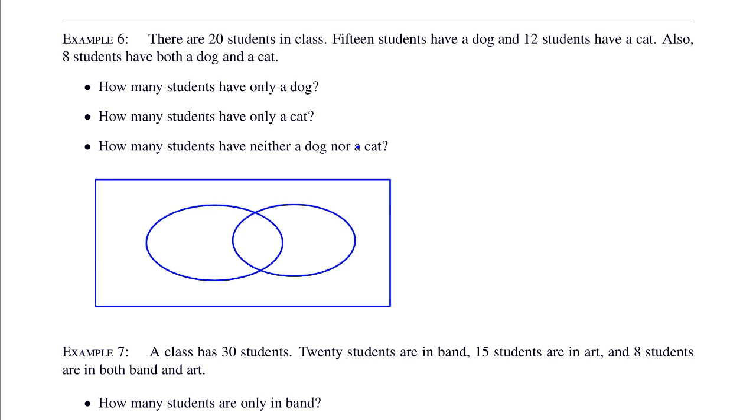And by the way, there is a notation for this. I'll show you the notation if it gets used. You do n of the set. Let's say that D is the set of students with a dog. So n, little n, of D would be 15. So n stands for number of elements in the set. So n of D is 15. What is n of C? It's 12.